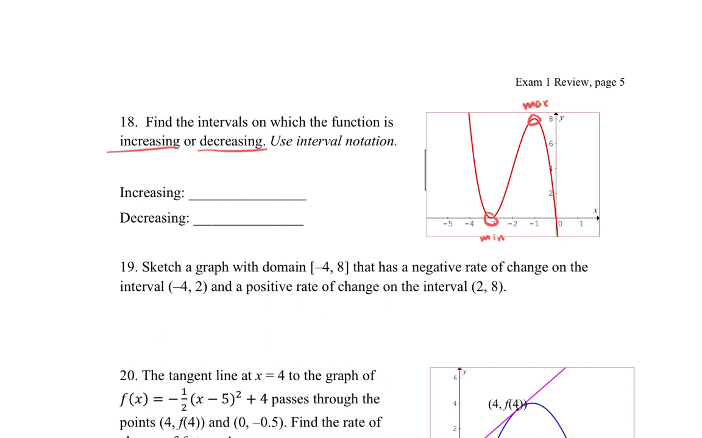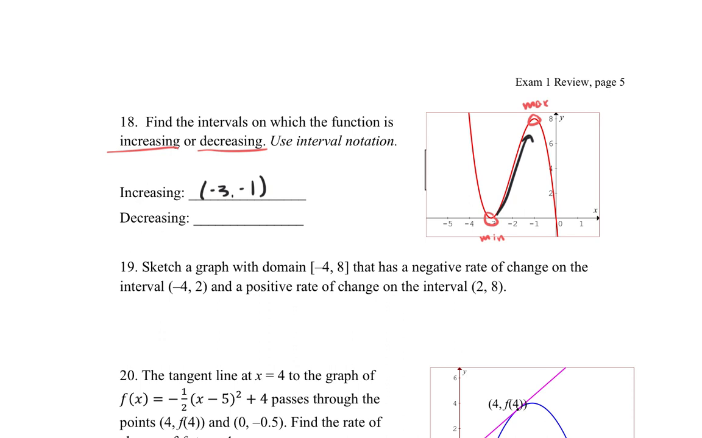Let me change the color real quick. We're increasing, as you can see, from -3 up to 1. And now the maximum and the minimum are not going to be included on that interval. So we have from -3 to -1, not including our endpoints.